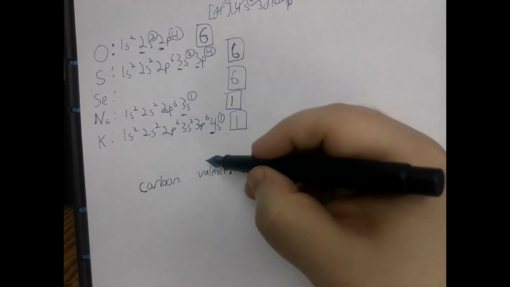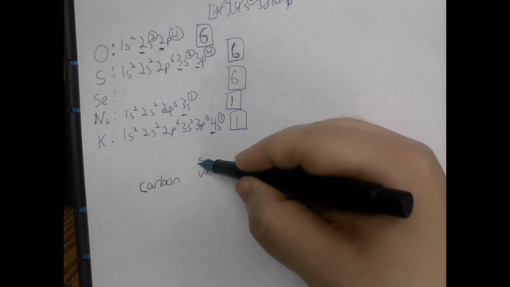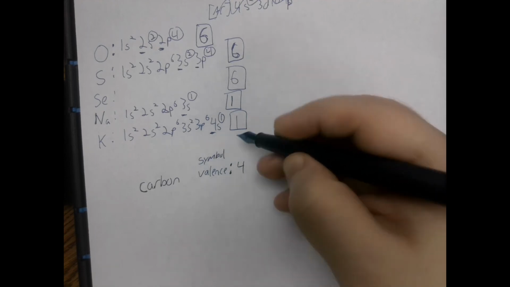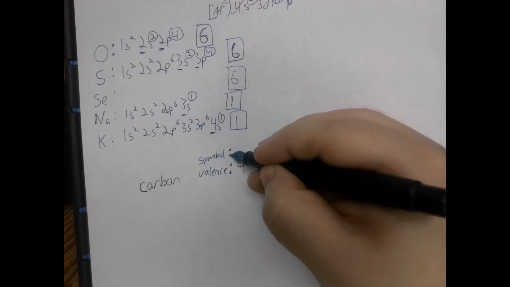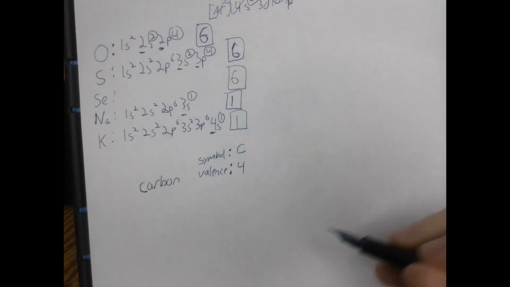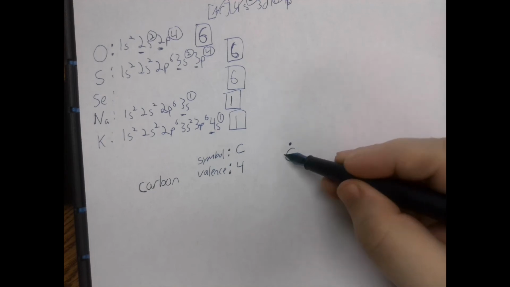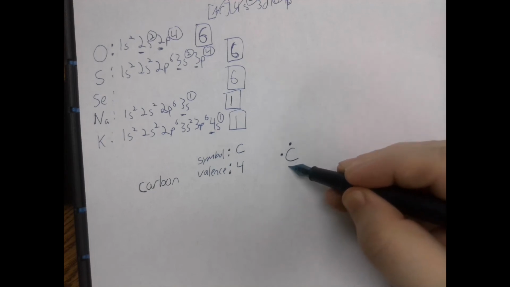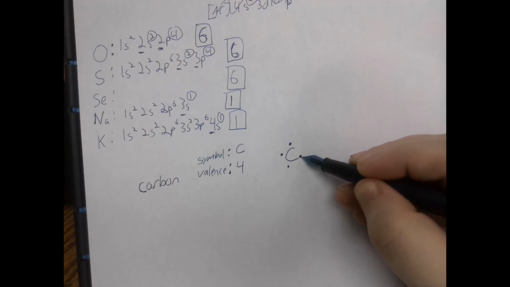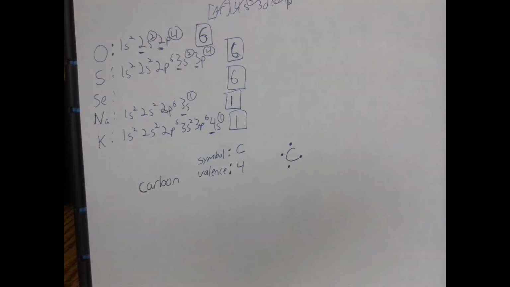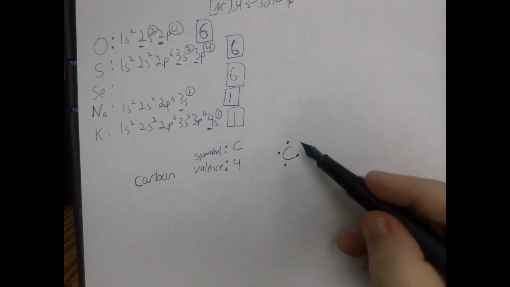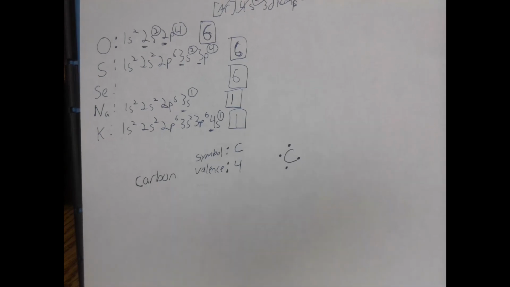Four. And what's its symbol? Capital C. So we're going to put 4 dots around it. And I tend to prefer that you spread the dots out like this.